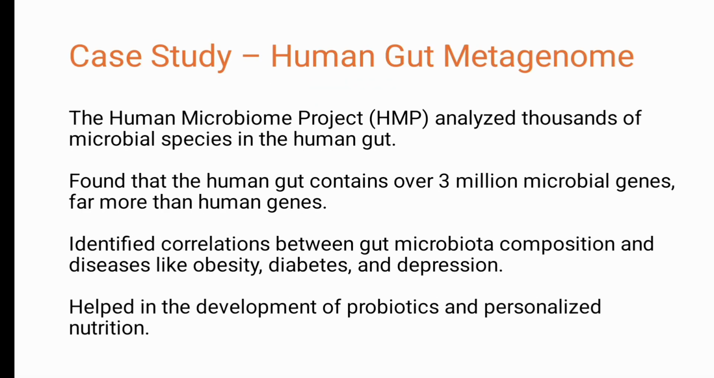Now, we'll see a case study to understand the metagenomic process in detail. A project called the Human Microbiome Project was started, and they analyzed thousands of microbial species in the human gut. As a result, they found that the human gut contains over 3 million microbial genes, far more than the human genes. Using this project, they came to know about the relationship between the gut microbiota and diseases like obesity, diabetes and depression. So, the Human Microbiome Project helped in the development of many probiotics and personalized nutrition or personalized medicines.